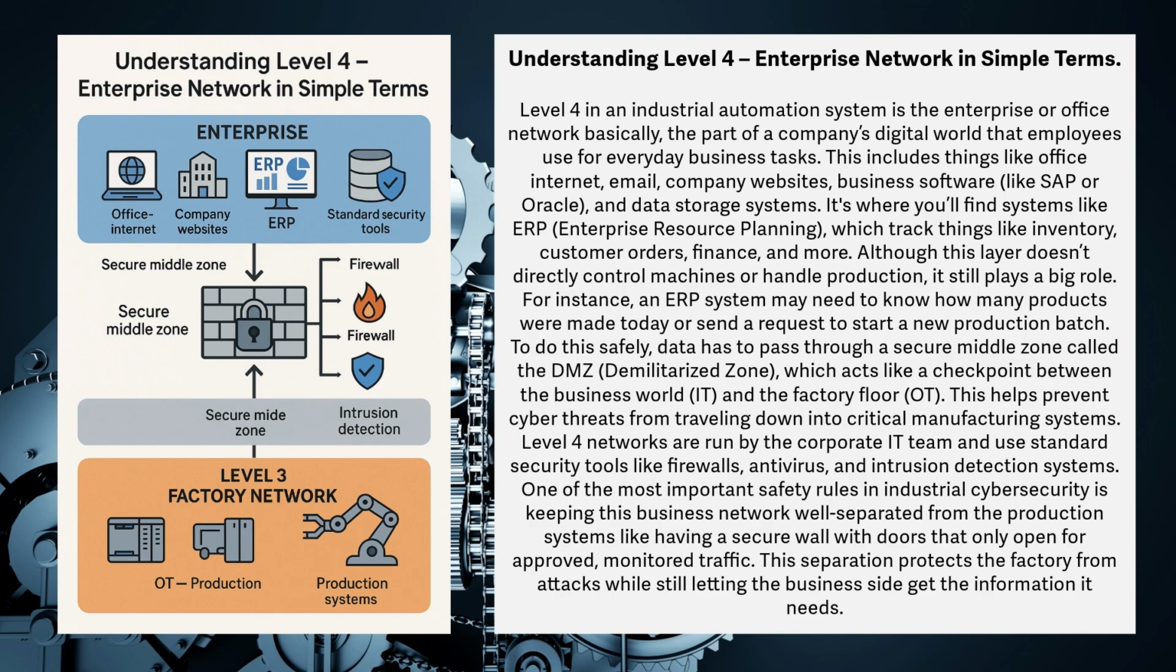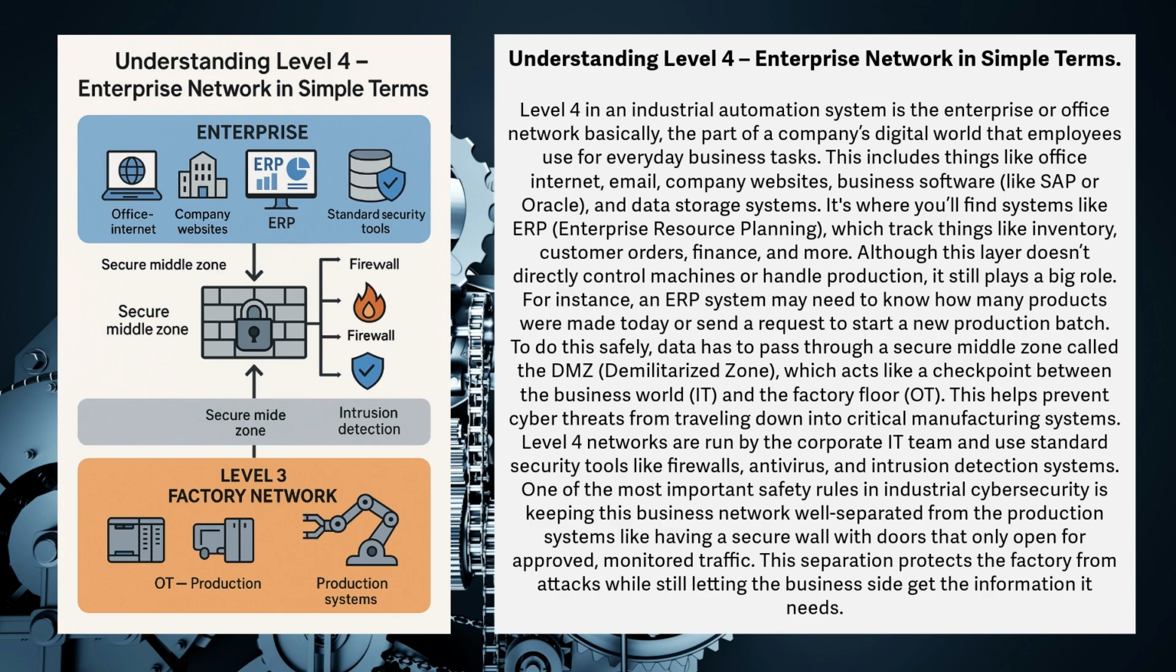Although this layer doesn't directly control machines or handle production, it still plays a big role. For instance, an ERP system may need to know how many products were made today or send a request to start a new production batch. To do this safely, data has to pass through a secure middle zone called the DMZ, Demilitarized Zone, which acts like a checkpoint between the business world, IT, and the factory floor, OT. This helps prevent cyber threats from traveling down into critical manufacturing systems. Level 4 networks are run by the corporate IT team and use standard security tools like firewalls, antivirus, and intrusion detection systems.